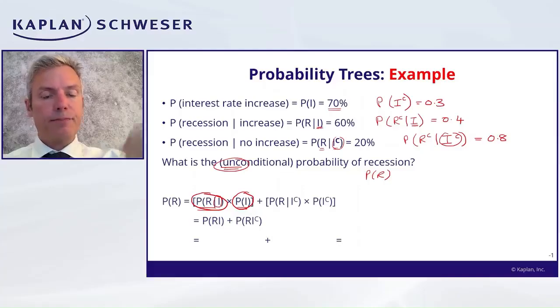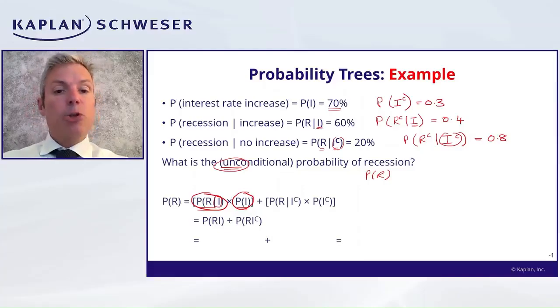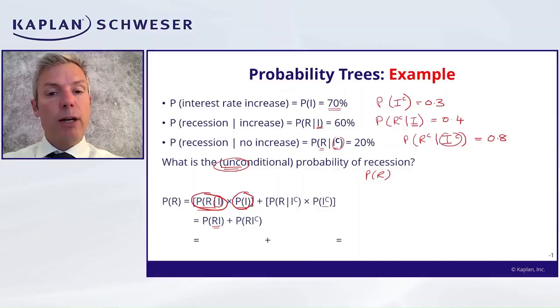We're multiplying through. So it's what's called a joint probability. They've both happened. Yeah, recession and rates go up. This one here is rates do not go up, and then in that world, given that world, there's a recession. That's really just the joint probability again.